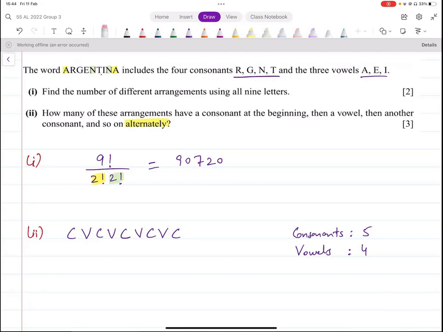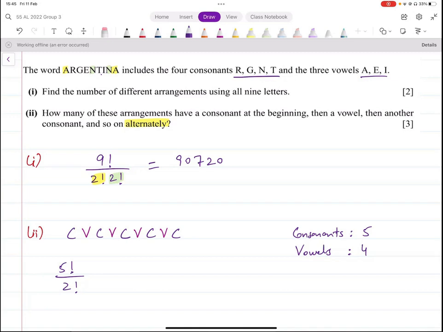Consonants के number of arrangements कितनी हो सकती हैं? Anyone? 5 factorial divided by 2 factorial. 5 factorial, why? Because we've got 5 consonants. However, we've got n repeated. n 2 दफा आ रहा है, n क्योंकि 2 दफा आ रहा है, we have to divide that by 2 factorial. उसको 2 factorial से divide करना पड़ेगा.